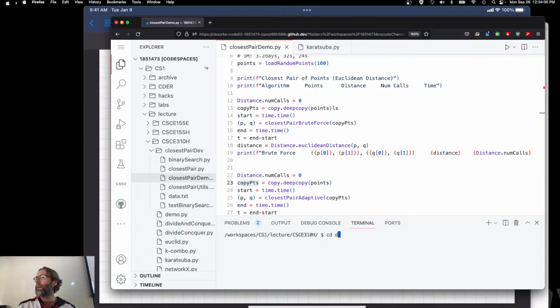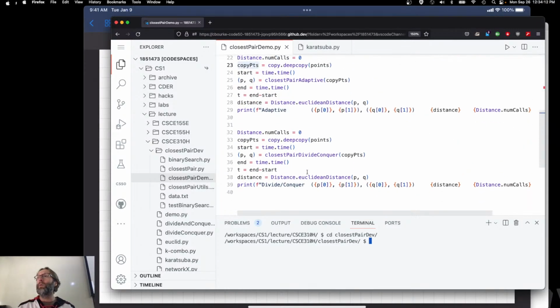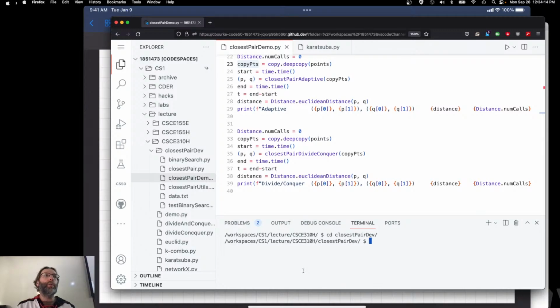Let's go ahead and go into that closest pair. You'll note here that they're in another file. I'm not going to show those to you because, of course, that's your programming for this Friday. But let's go ahead and take a look. And first of all, let's make sure that it actually works. And by making sure that it actually works, I mean, if I run all three of these algorithms, I should get the same answer. Right?